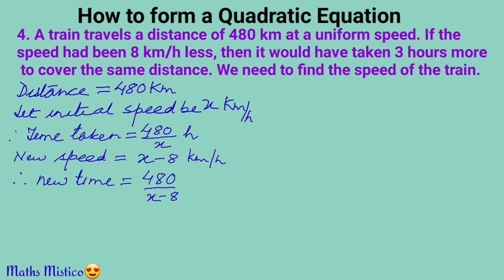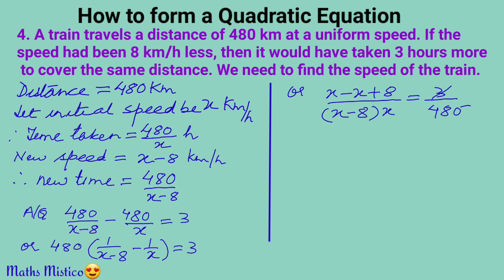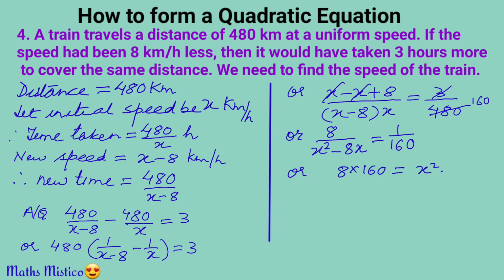So we have 480 upon x minus 8 minus 480 upon x is equal to 3. X being in the denominator, we will have to remove it by taking LCM on the left hand side. So we have x into x minus 8 as the LCM, and we get this. Now cross multiplying, we get this, and bringing various terms to the other side, we finally get x square minus 8x minus 1280 equal to 0.